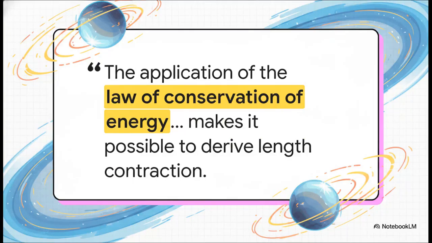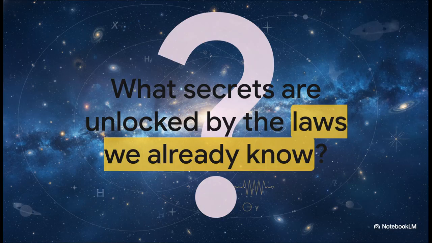You know, the authors of our source text put it so perfectly. They say that by simply applying the law of conservation of energy, it becomes possible to derive the formula for relativistic length contraction. No light postulate needed, just one unshakable law. And that leaves us with a pretty deep thought to end on. A basic law we all learn in school, when pushed to its limit, just completely rewrote our understanding of space and time. It really makes you wonder, what other profound secrets about our universe are hiding in plain sight, tucked away inside the laws we think we already understand?